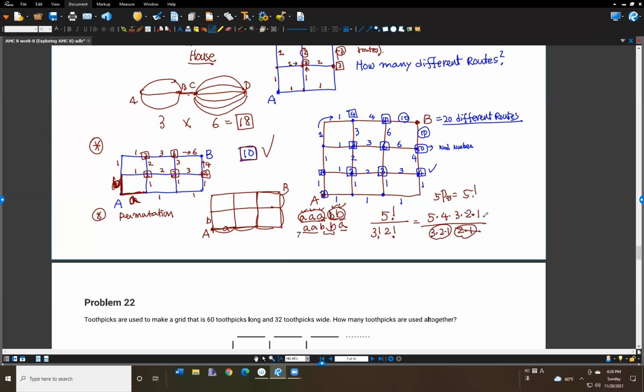The 2 times 1 cancels out. 3 factorial cancels out, divided by 2. There will be what? 5 times 2 is what? 10. It's the same number.